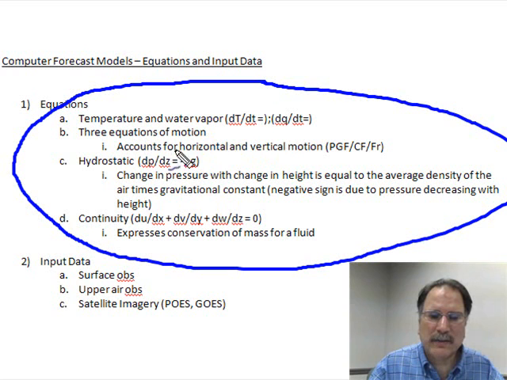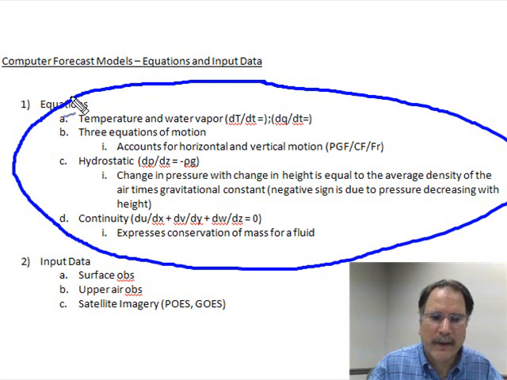The equations of motion, of which there are three, help to account for horizontal and vertical motion in the atmosphere, and they factor in different forces like the pressure gradient force, Coriolis force, and friction, which all have an impact, for example, on wind speed and direction. Hydrostatic and continuity equation are two fundamental atmospheric equations that are utilized in computer forecast models.